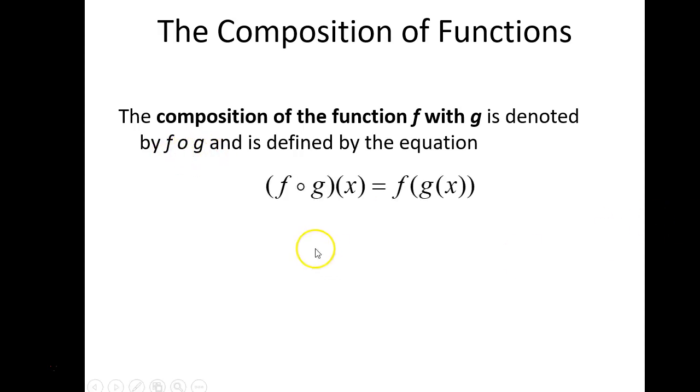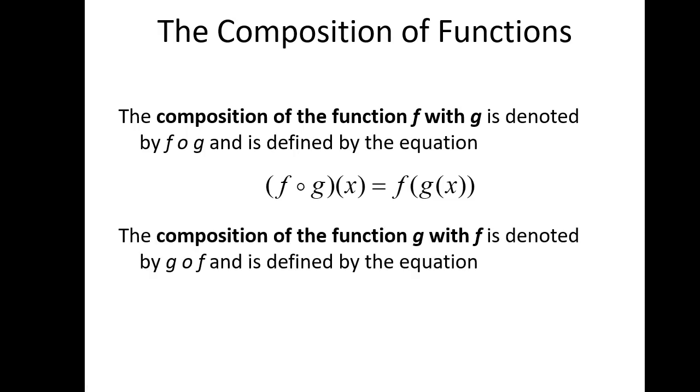Let me give you the notation for it. F composition g of x. So when you see this notation, it really means this. This means you're going to take g of x and you're going to substitute it into the f of x function. We'll do some examples. And we can go in the other direction and do g composition f.